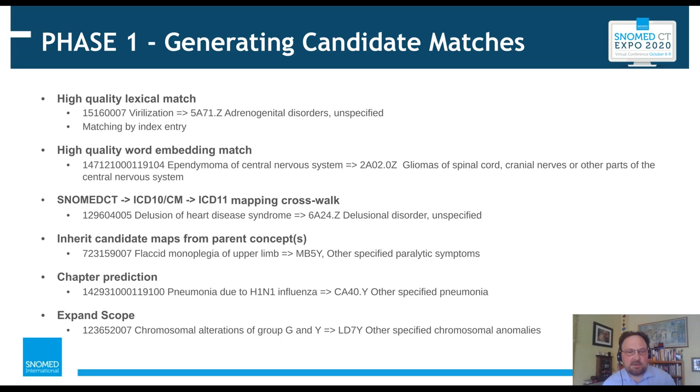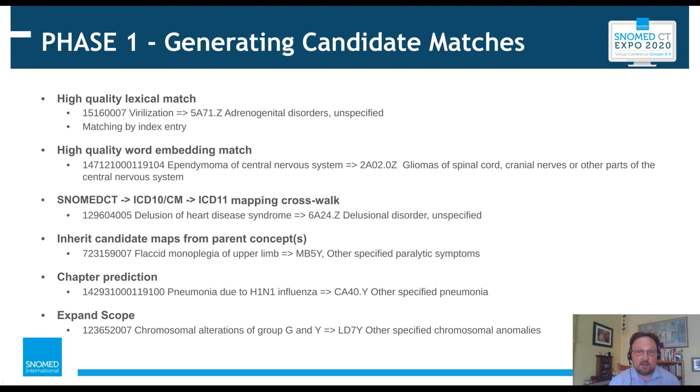So here are some examples of each of the stages of the phase 1 candidate generation. First, high quality lexical match. Here we've got viralization matched to adrenogenital disorders. You might say that's not a lexical match, but in fact this concept 5A71.Z does have an index entry that is a very good quality match to the SNOMED concept name on the left. And so that is why this gets picked up as a lexical match.